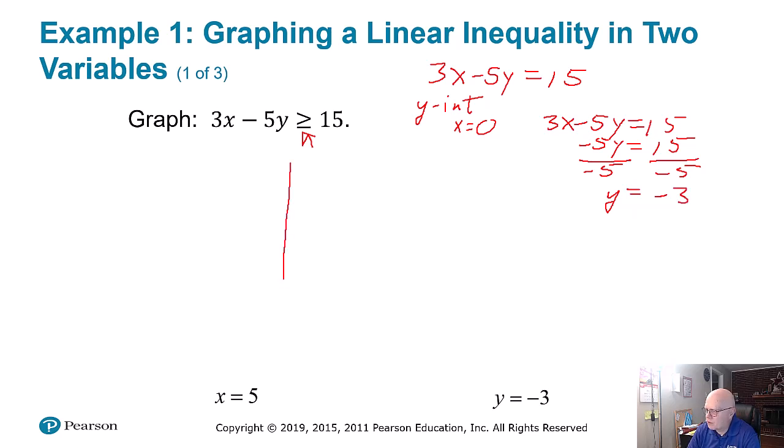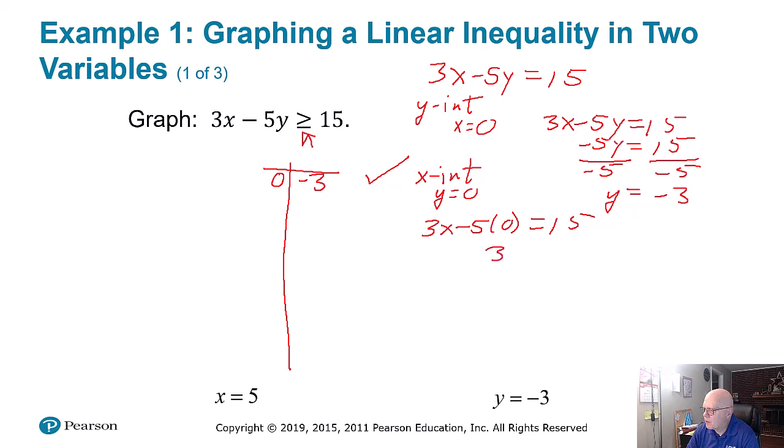So right off the bat, what have I got? Well, I've got x equals 0, y equals negative 3. 1 point. Very easy. Check. Now I'm going to find the x-intercept. That's where y equals 0. So I have 3x minus 5 times 0 equals 15. 3x equals 15. Divide by 3. X equals 5. So my second point is 5, 0.